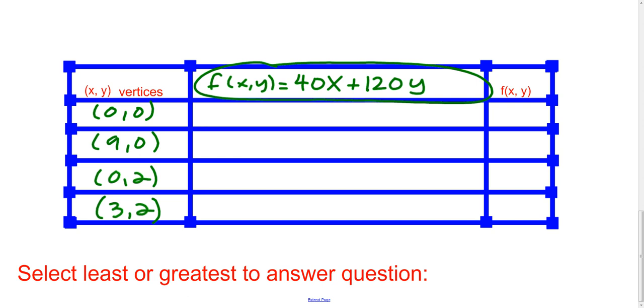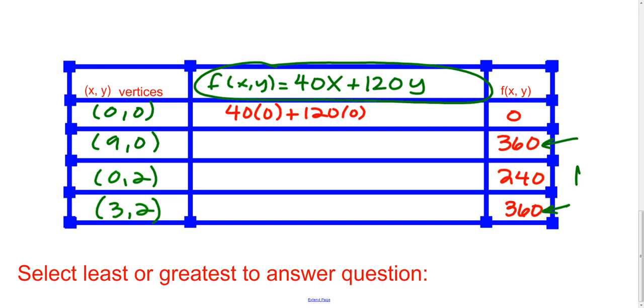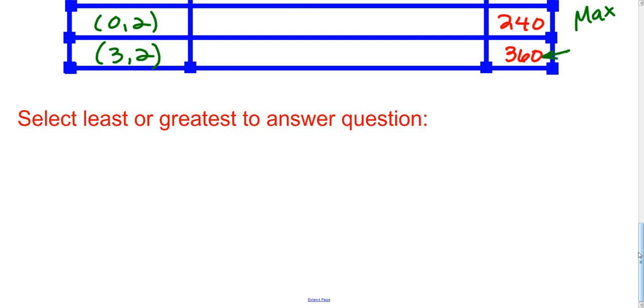So again, I'm not going to do every one of these, but you'll plug in your coordinates then. 40 times 0 plus 120 times 0 obviously will give you 0. Okay, I'm not going to take the time to fill all those in, but I'll tell you that you get 360, 240, or 360. So in this case, I have a tie right here. These are both the max amount of money that I can make. And that's what I'm trying to do here. I'm trying to maximize my profit.